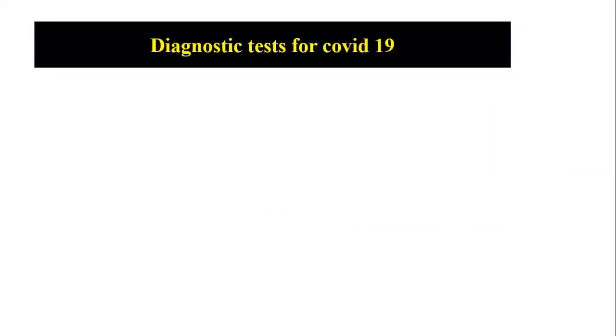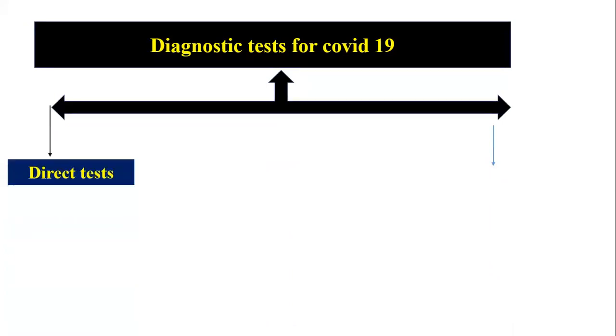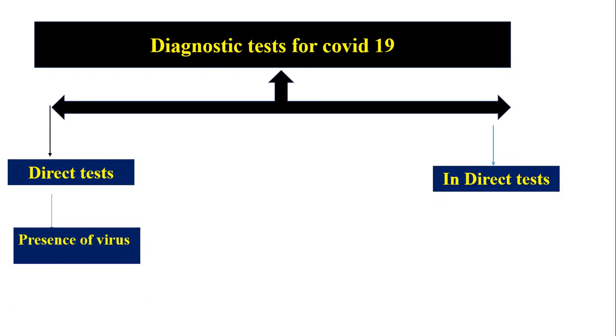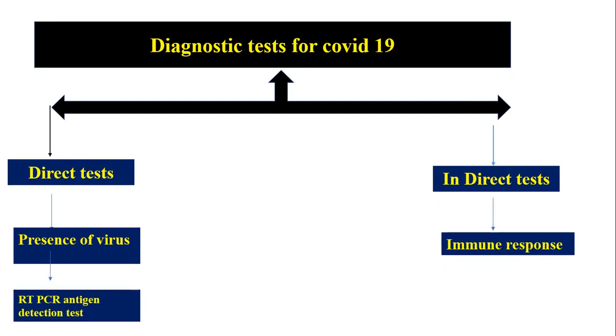Here are the diagnostic tests for COVID-19. There are two types of tests, direct tests and indirect tests. Direct tests will detect the presence of the virus. Indirect tests will give us the immune response. The presence of virus will be detected with the RT-PCR and antigen test. The immune response will be detected with the antibody test. The direct test will detect the viral RNA. In the indirect test, the antibodies will be observed. These are the two types of tests for COVID-19.